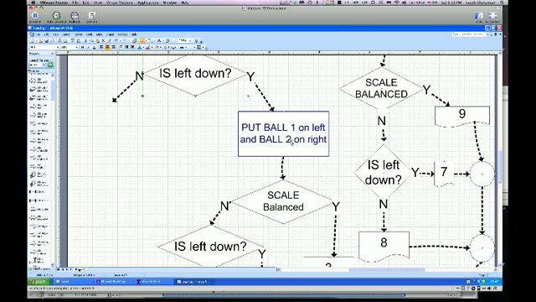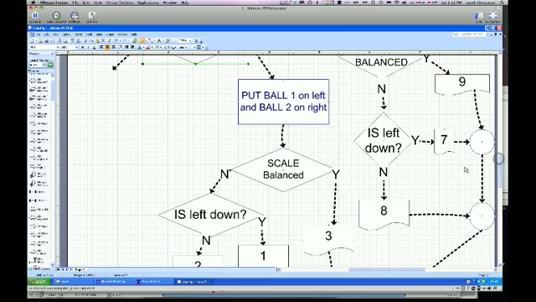If the scale was balanced, that means 3 is the heavier, because 1 and 2 are equal in weight. Then that must leave 3 as the heavier. So if the answer to the scale is balanced question is yes, we go here and we print 3. If the answer is no, then we have to ask which side is down.